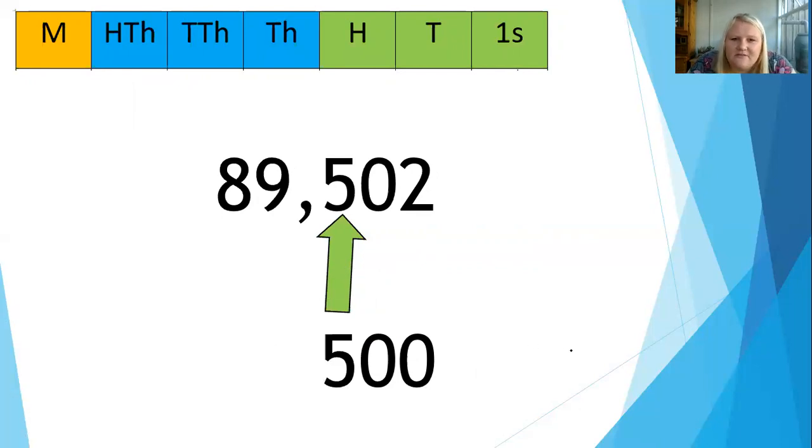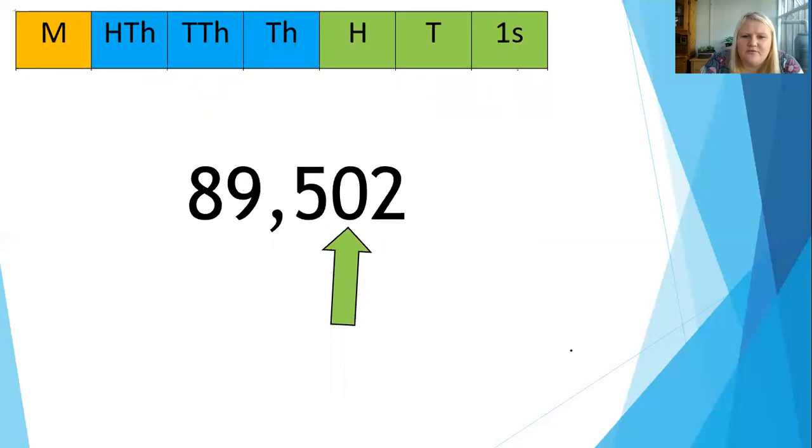Okay, so pointing at the 5, the value of the 5 in this number is 500. So in 89,502, the 5 digit is worth 500. Okay, say that with me. In the number 89,502, the 5 is worth 500. Okay, well done.